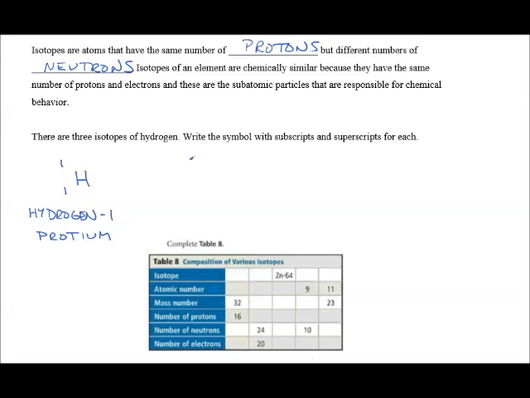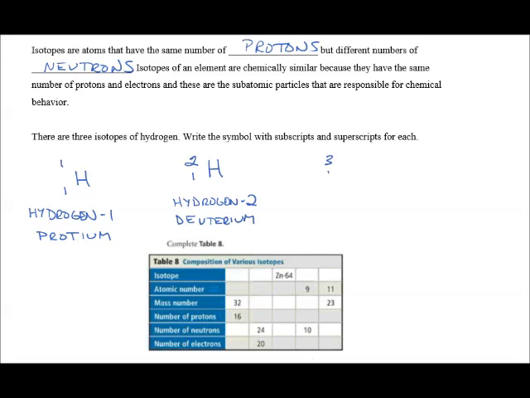But there's another isotope of hydrogen. It's called hydrogen 2, which is also called deuterium, which you don't have to know. Deuterium, when you subtract the numbers, has a neutron. So it's got 1 proton, the lower number, and 1 neutron, the difference between the two.